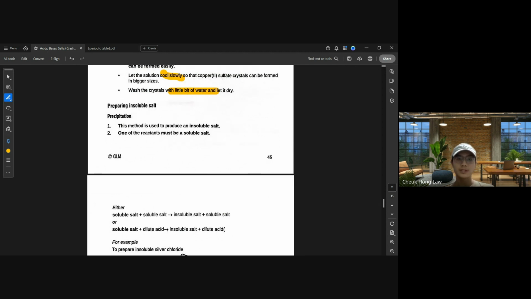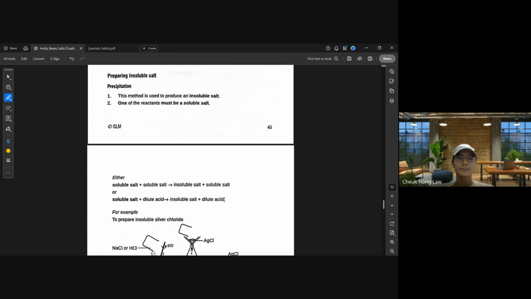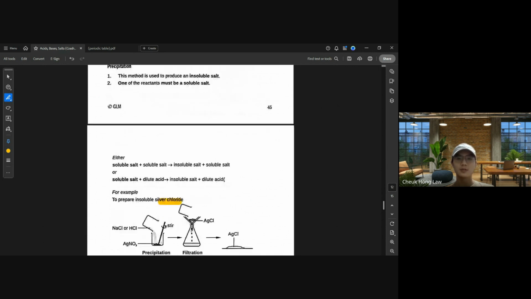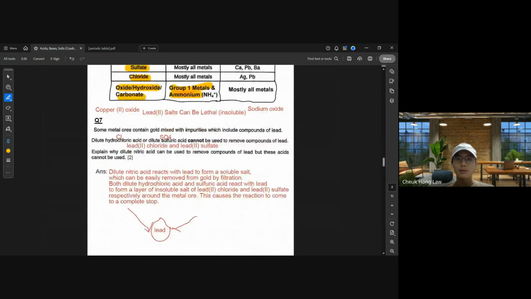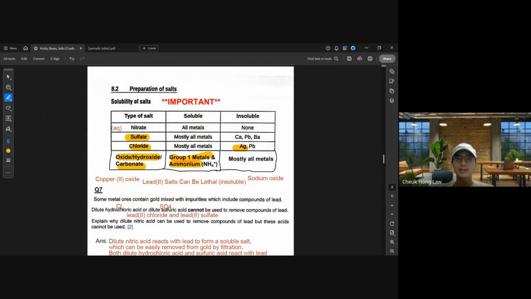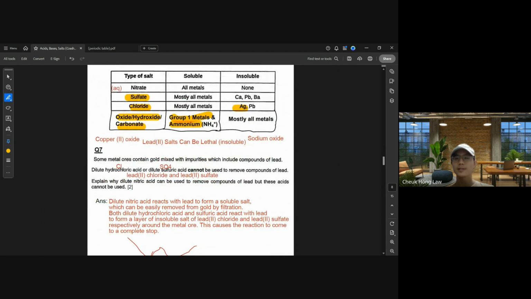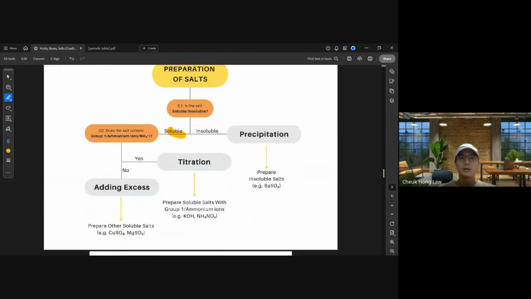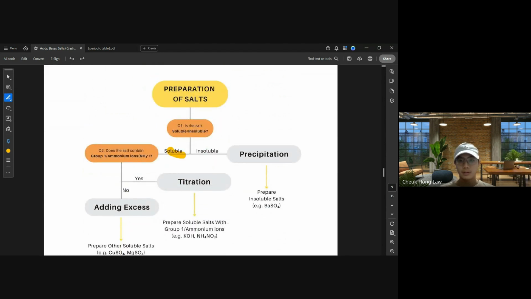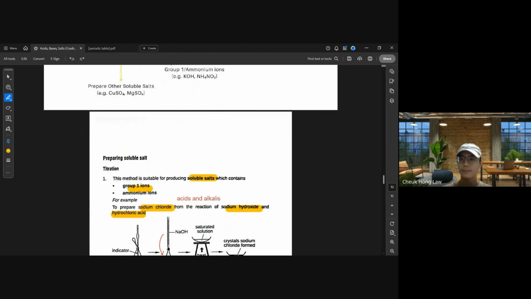So when do we use precipitation for insoluble salts? For example, we have silver chloride. If we look at the solubility table, silver chloride is insoluble. So this is when we know we need to use precipitation. Right here, we use precipitation to prepare insoluble salts.